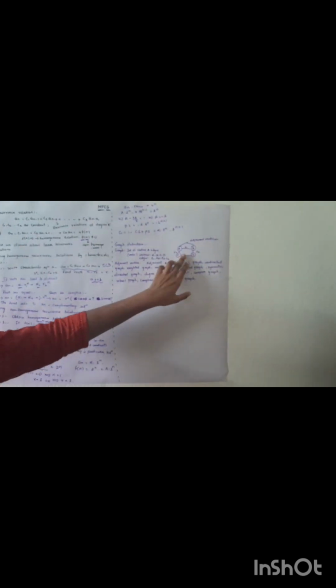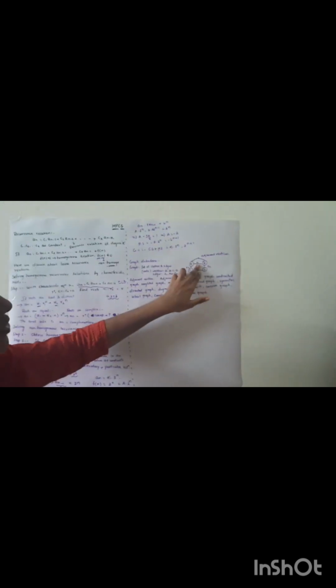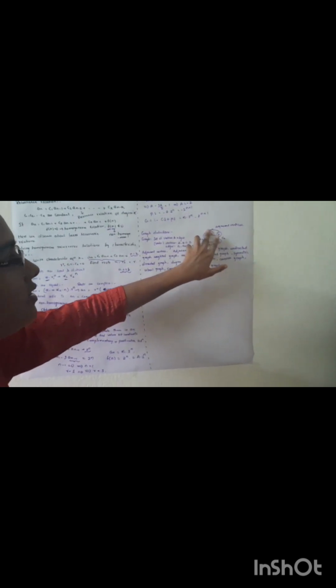So here A and B vertices are joined by the edge E1. So these two vertices are said to be adjacent vertices. Like this, these two vertices, these two and these two.